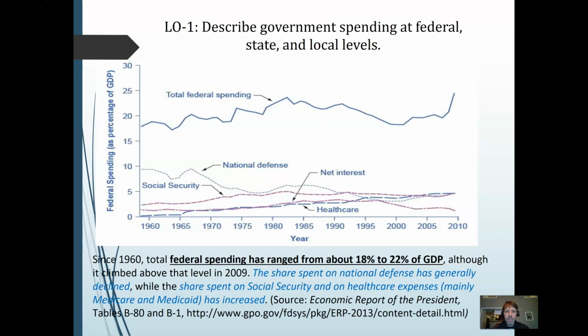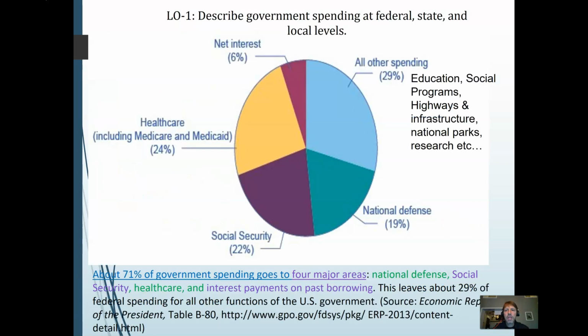And you'll see some of the big areas that it's spent on here: national defense, social security payments to the elderly, health care, usually in the form of Medicare and Medicaid for those who are elderly and disabled, and interest on loans. And you see how that's been going up to about 5% by the end of this graph's timeline, which is 2010. So in general, the three big areas are national defense, social security, and healthcare for federal government spending. This does not take into account state and local government spending.